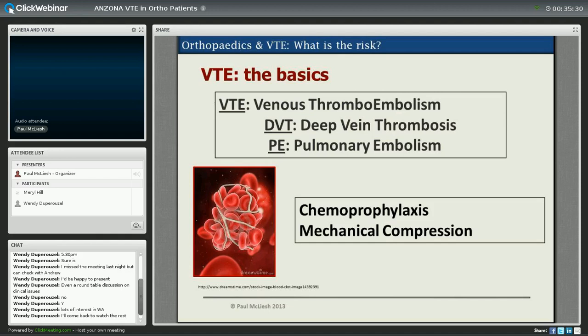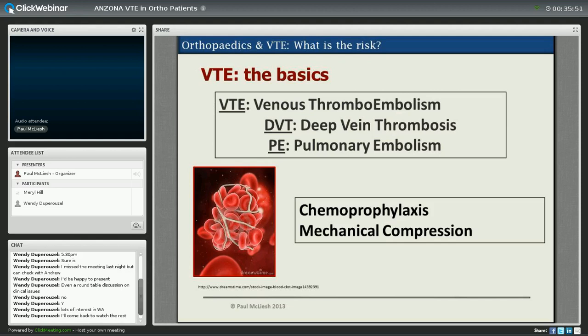I guess just going into a little bit more detail, DVT is a clot or a thrombus, so deep vein thrombosis. It's a thrombosis that ends up in one of the veins, usually in the lower limb, but not always, and it may occlude the limb, so impact on the blood supply distal to that clot.